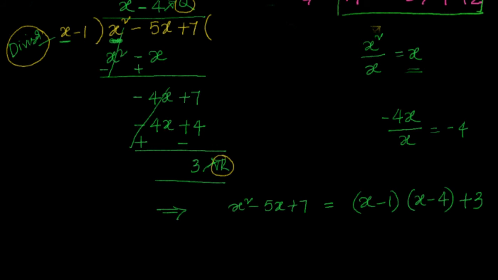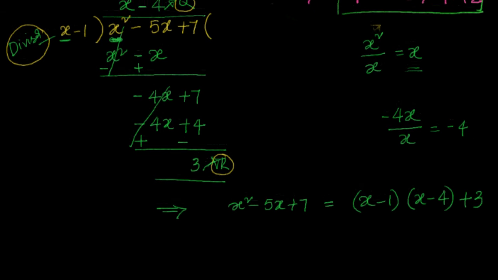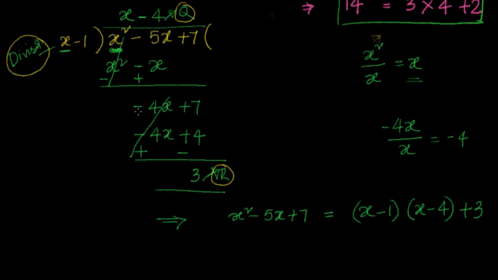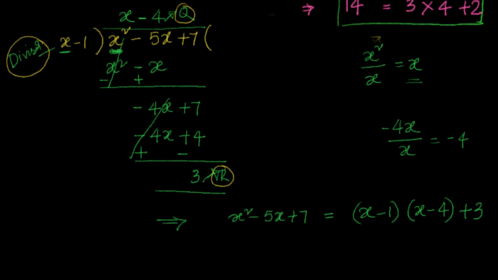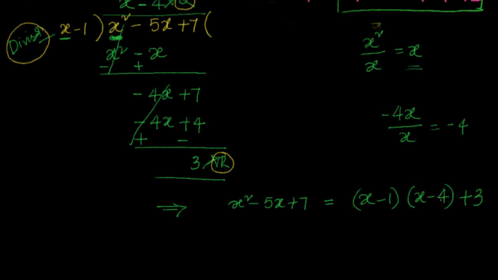Now let us say that you have to divide a polynomial which is very complex with a linear polynomial. Then you are not interested in finding out the quotient, but you are interested in finding out the remainder. In such cases, this process may be a little bit tedious. Let us explore: is there any other alternative?